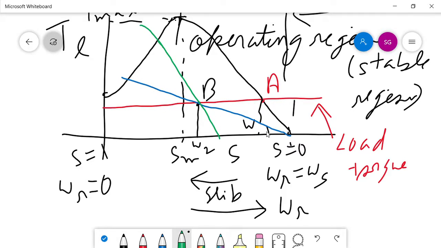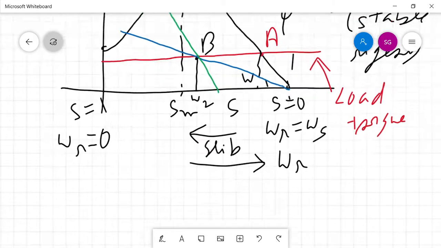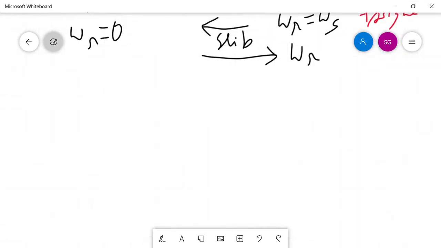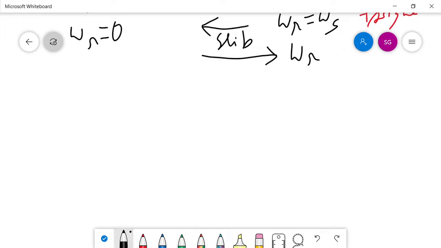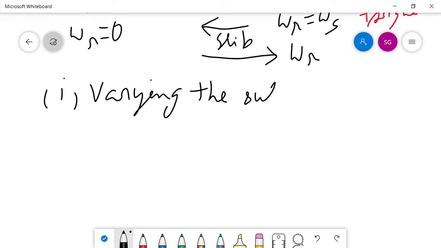So we can shift this curve like this. We can shift the slope of this curve by varying the voltage. How? So let us see how we can do it. So let us do varying the supply voltage.